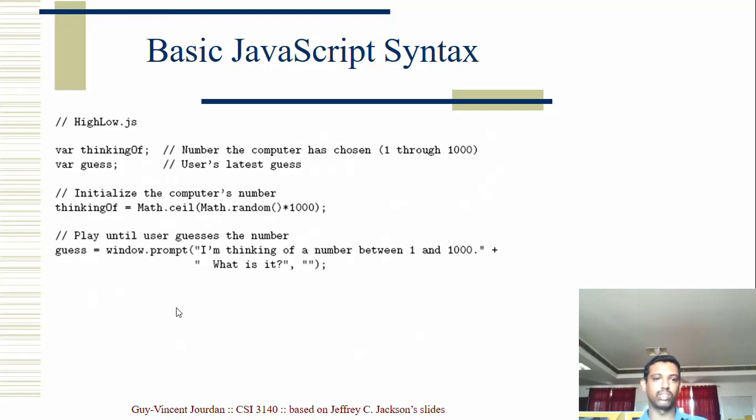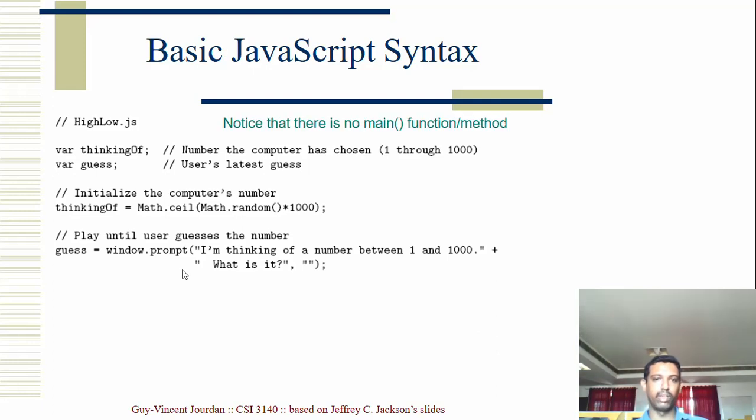So these are the basics. Now a program in JavaScript. See here, all the things are declared as variables: thinking of, the number the computer has chosen from 1 to 1000, and the variable guesses. So thinking of equals Math.ceil(Math.random() * 1000). Whatever values we give for Math, it will be automatically calculated and stored in thinking of. Then play until the user guesses the number: guess = window.prompt, I am thinking of a number between 1 and 1000. What is it?